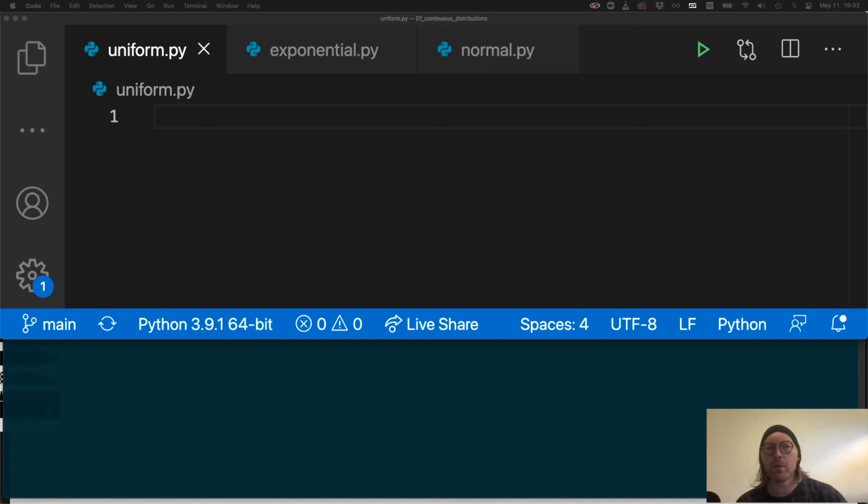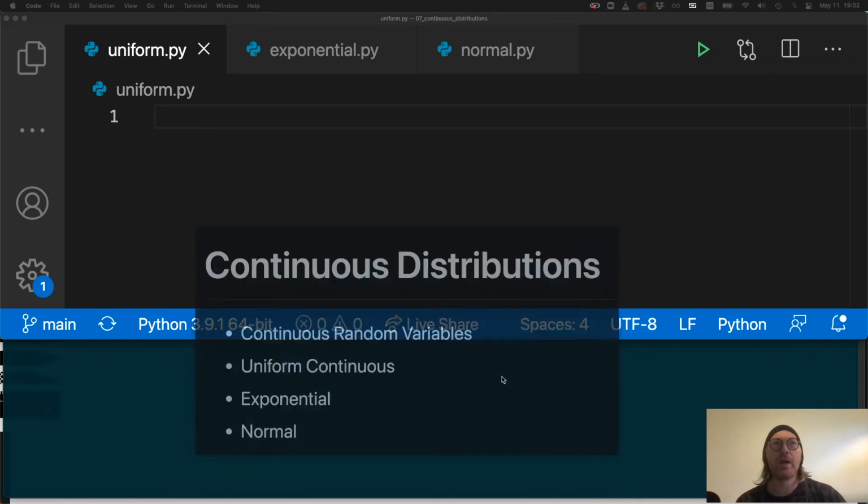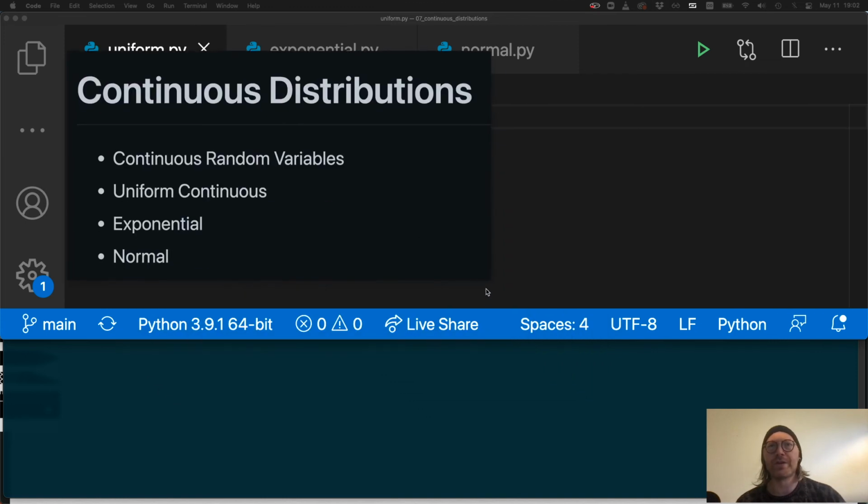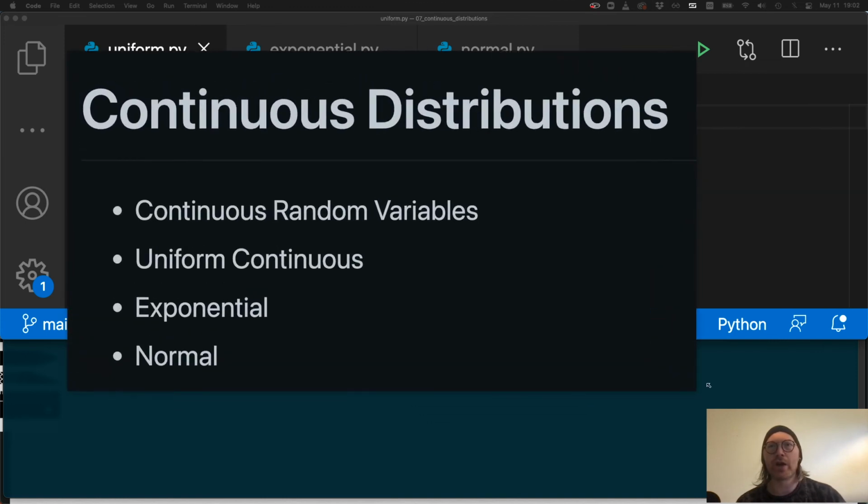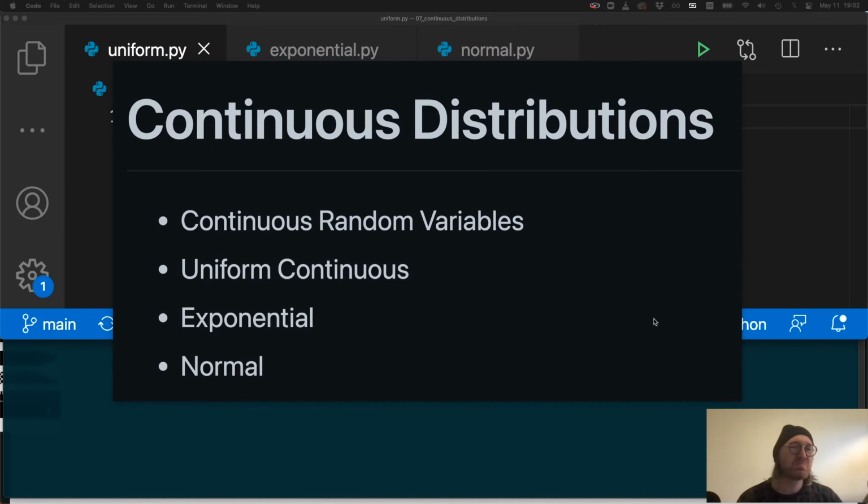So today we're going to talk about just generally continuous distributions. We might get through all of this and start talking about Bayes, but we'll see where that ends up. So continuous distributions, we are distinguishing from discrete distributions.